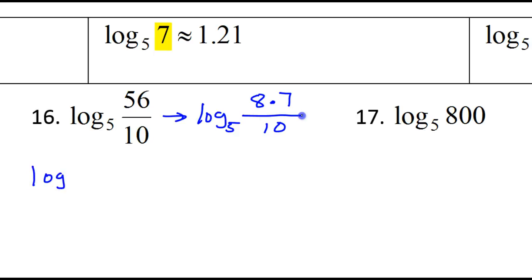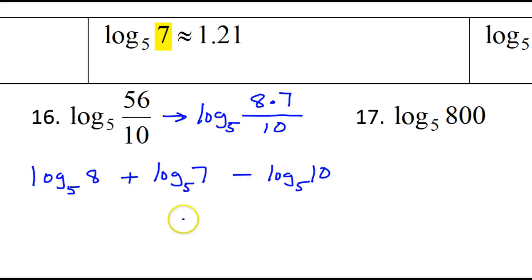So I see the fraction, and I see the multiplication. So I have my product rule and my quotient rule. So I can expand this all at once. So I'm going to have three logs. I'm going to have log 8, I'm going to have log 7, and I'm going to have log 10. Anything from the numerator will be positive. So this will be positive, and the log 7 will be positive. Anything that came from the denominator will be negative. So this one will be negative. So there you go. And we have all of these facts.